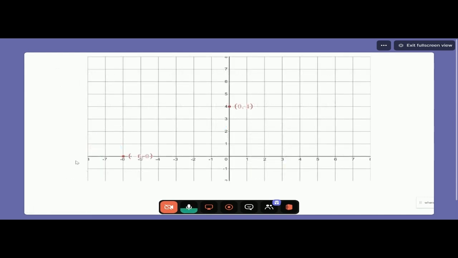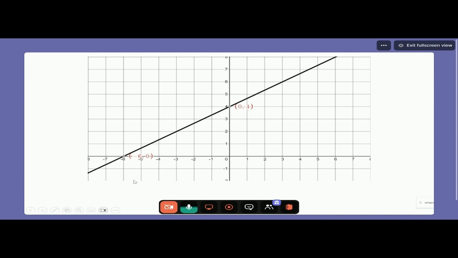There I put them on the graph, (-6, 0) and (0, 4). Because as long as I've got 2 points, I can draw the line that goes through them. And there I have the line that is the answer to that equation. It shows all xy pairs that make it true.